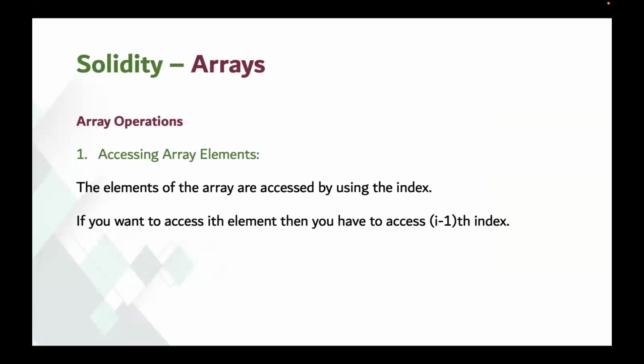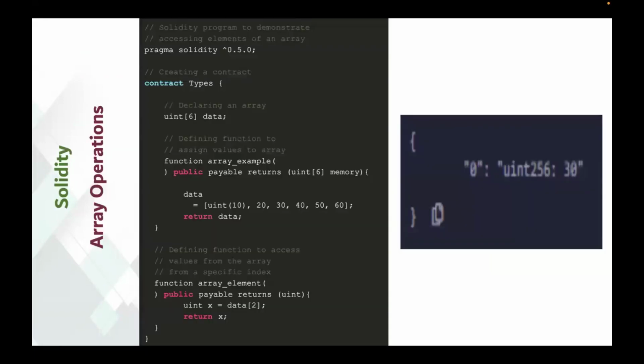Now let's move to talk about array operations. Arrays support various operations, which include accessing elements by their index. In this example, we have a contract types. First, we declare an array with size 6. Then we define a function to assign a value to this array.